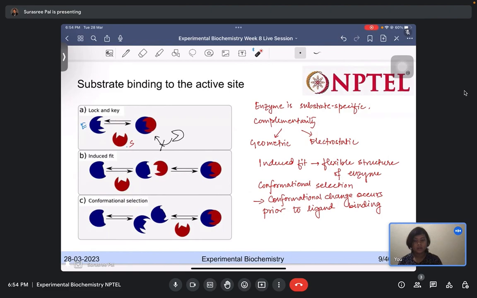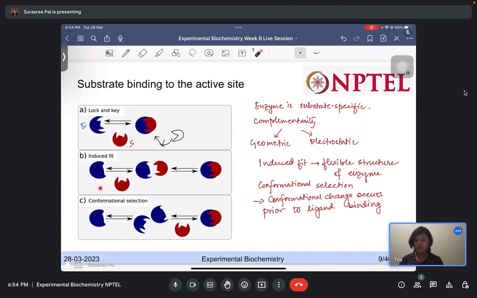It is different from the lock and key model in that the enzyme and the substrate are not absolutely complementary to each other. They are not like lock and key, but the enzyme is a dynamic molecule and has some flexibility, so it can change its shape as required for the substrate binding.